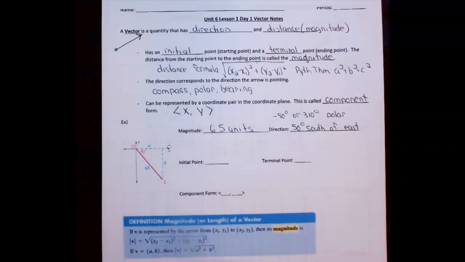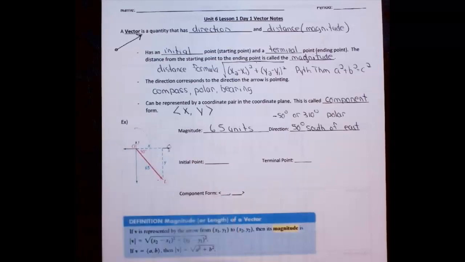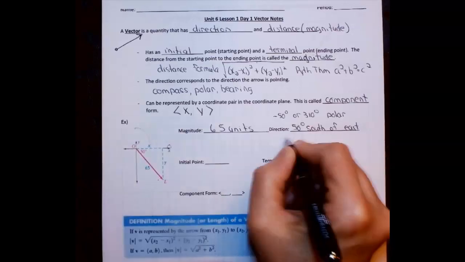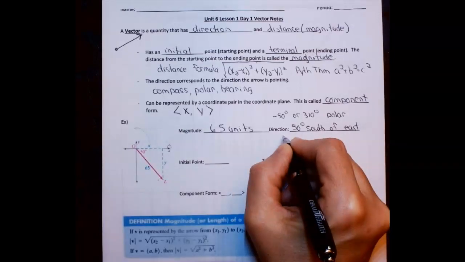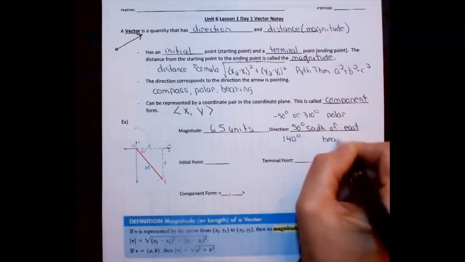And finally, the last way that we talked about is bearing. Remember, bearing, you start from north, and you are going clockwise. So that would be 90 plus the 40. So another way I could denote that would be 140 degrees, and again, that would be bearing.